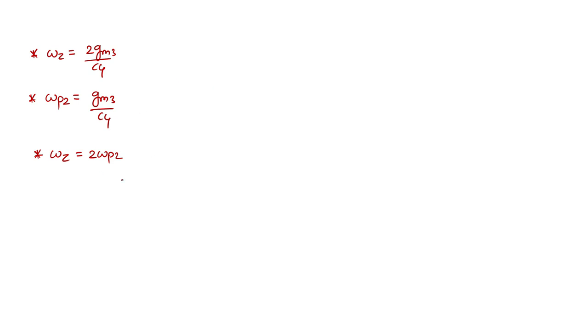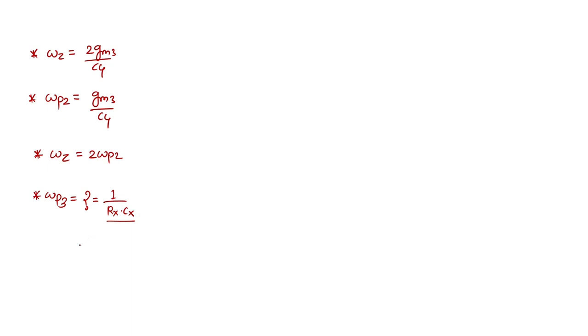Now we'll see the other pole, omega p3, contributed by Cx, which is nothing but 1 by Rx Cx, and Rx we can calculate here.